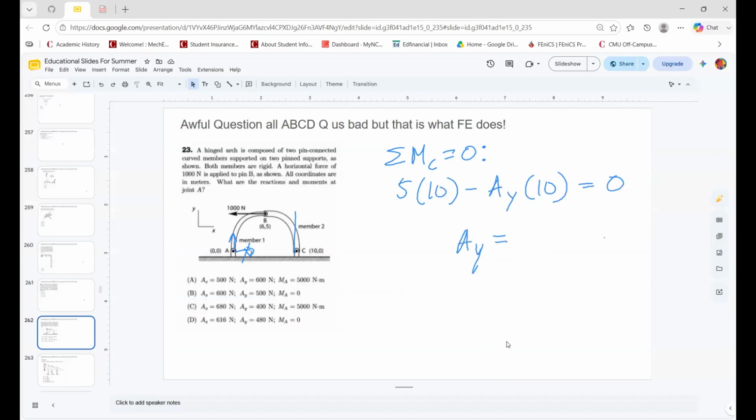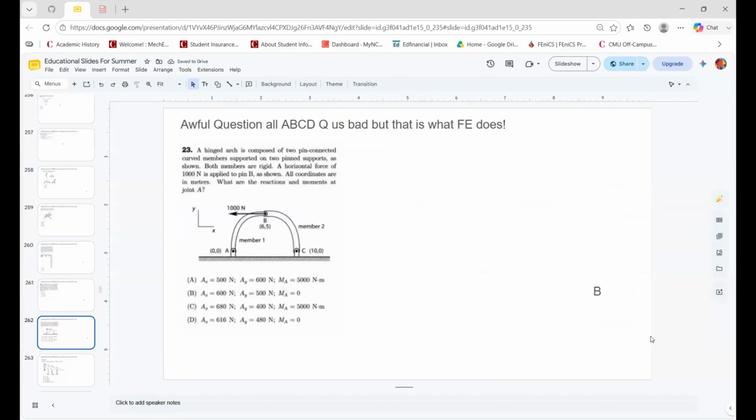Wait, did I do something wrong? 5. Why is it 10? I meant 1,000. Sorry, I was too excited. 5 multiplied by 1,000. It's going to be negative, so negative again, so 10. That is 5,000 divided by 10, which is 500, which is this one. So it's B. We don't even have to check the other one. Thank you.